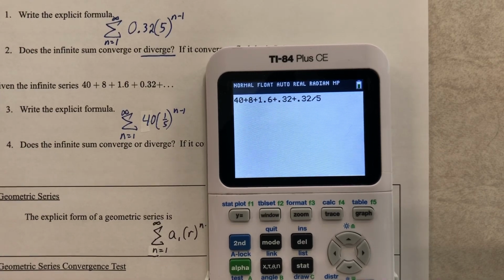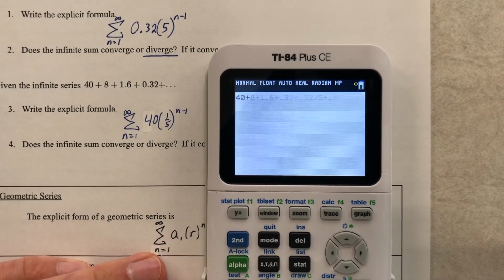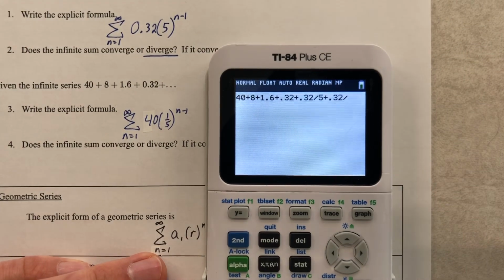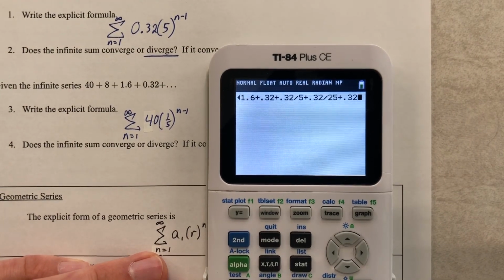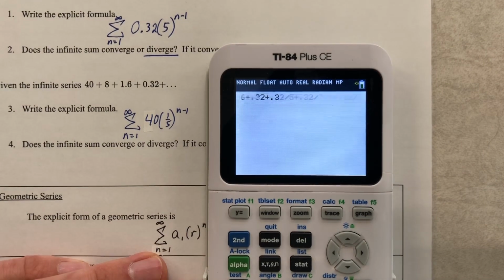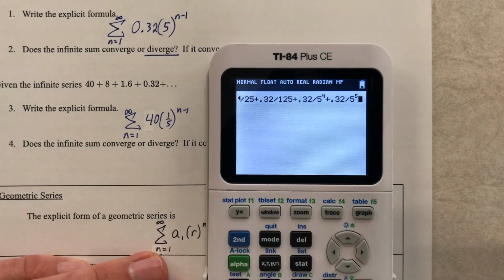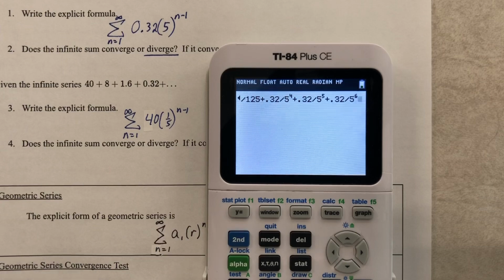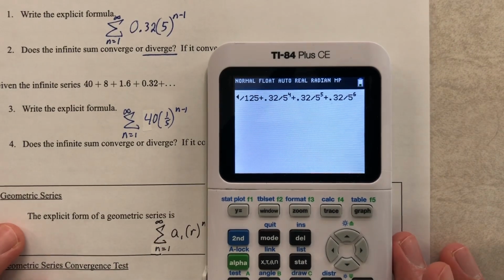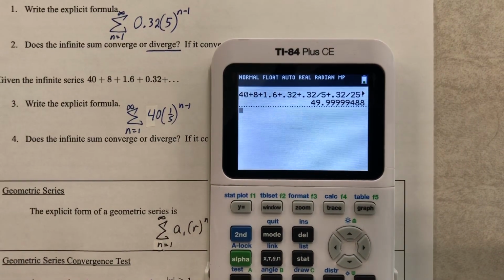0.32 divided by 5, plus the one after that, which is 0.32 divided by 5 twice, that'd be 25, plus 0.32 divided by 5 times 5 times 5, that's 125, plus 0.32 divided by 5 to the 4th power, that's 625, plus 0.32, you're getting the hang of this, right? Divided by 5 to the 5th power, we'll go one more, plus 0.32 divided by 5 to the 6th power. I'm going to press enter, and we're going to look at this very logically and say, oh, I get it.